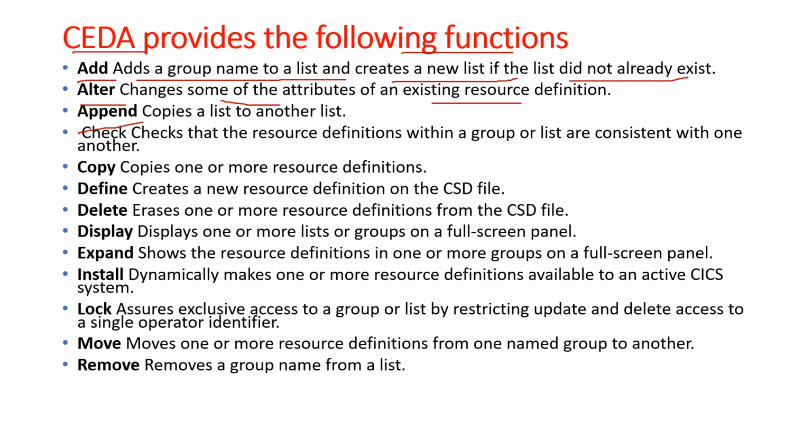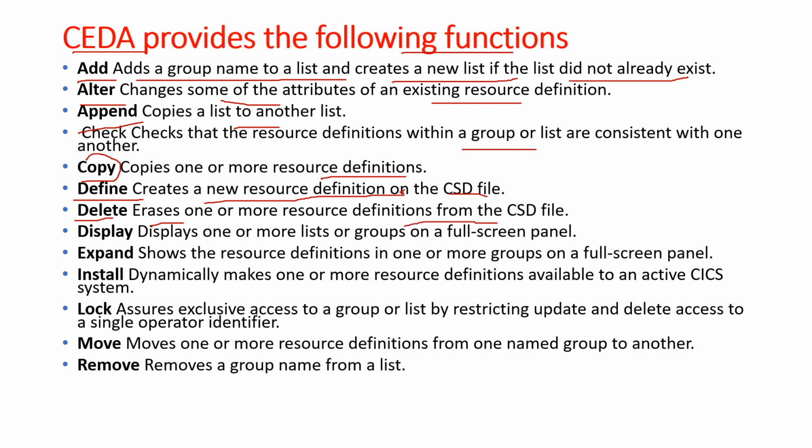Next function is append. The append function is used to copy a list to another list. Next is check. The check function is used to verify that the resource definitions within the group or list are consistent with one another. Next function is copy. The copy function is used to copy one or more resource definitions. Our next function is define. The define function is used to create a new resource definition on the CSD file.